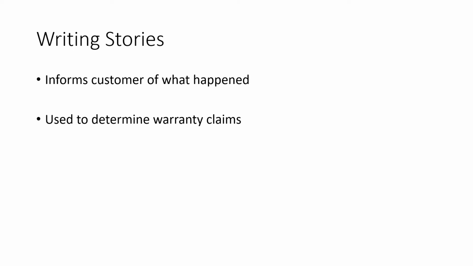Stories are also used to determine warranty claims. So it's important that our story include all the elements required by an OEM. Once we submit a warranty claim, the manufacturer is going to actually look at the story that was written to determine whether or not they pay out that warranty claim. So it's very important that we have all 4 elements in each of the stories that we write.